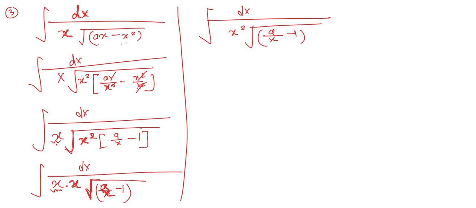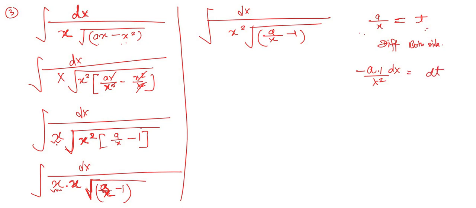Okay. Can I take a by x as t? Let's see. So what will be the derivative of both sides? The next step is to differentiate both sides. So the derivative of 1 by x is minus 1 by x square, dx is dt.